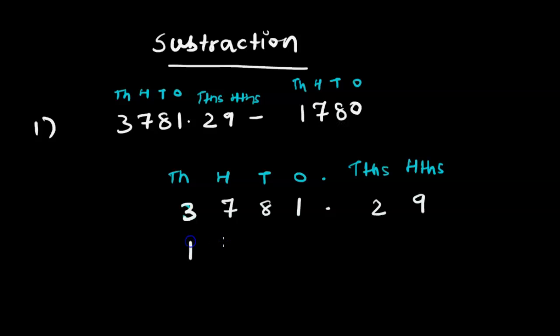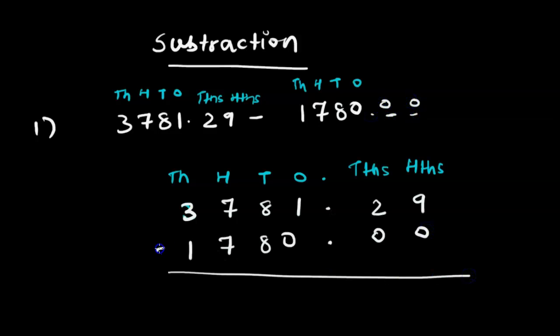Then we have 1780, decimal 00 because we do not have any decimal number here, so they're all zeros. Now we have to subtract it. 9 minus 0 is 9, 2 minus 0 is 2, 1 minus 0 is 1, 8 minus 8 is 0, 7 minus 7 is 0, 3 minus 1 is 2. Answer is 2001 and 29 hundredths.